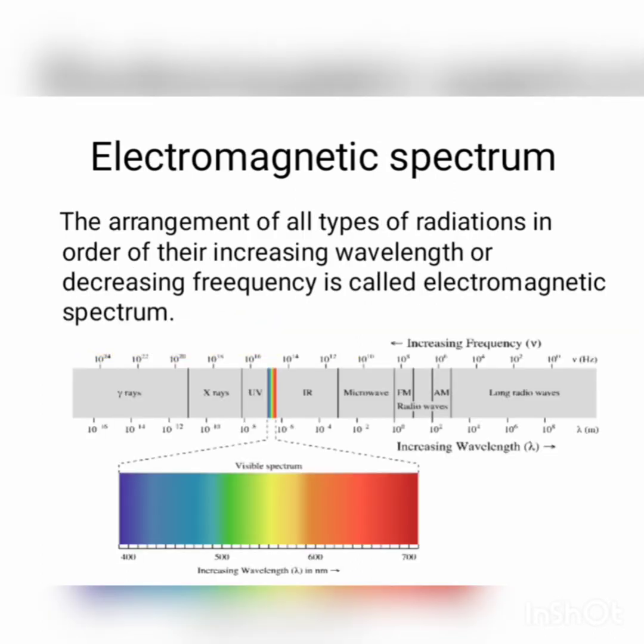Now the next is the electromagnetic spectrum. You will see different kinds of radiations, showing different wavelengths and frequencies. The visible spectrum is also there. It is an arrangement of all types of radiations in order of their increasing wavelength, or you can say decreasing frequency. That is called the electromagnetic spectrum. You will see gamma rays, X-rays, UV, IR and other radiations. You will find this spectrum in each and every spectroscopy technique.